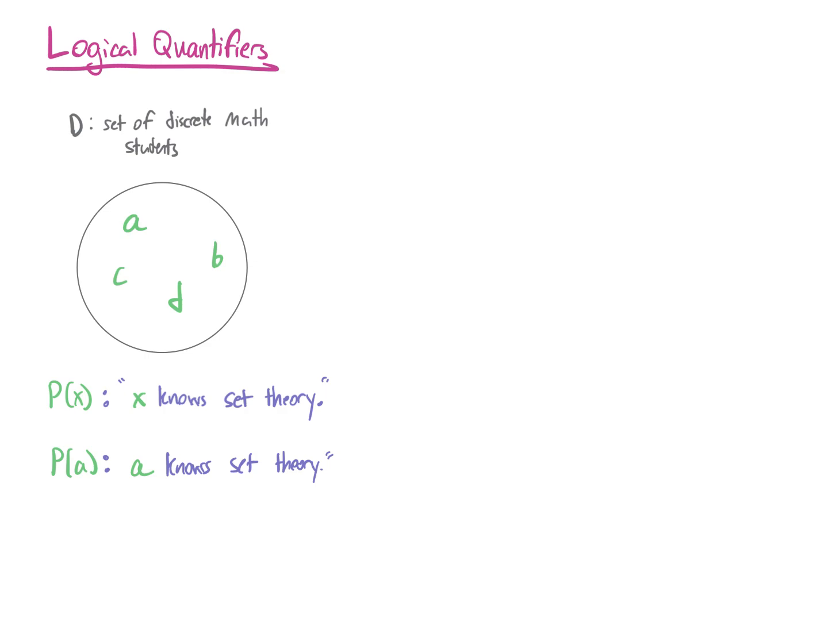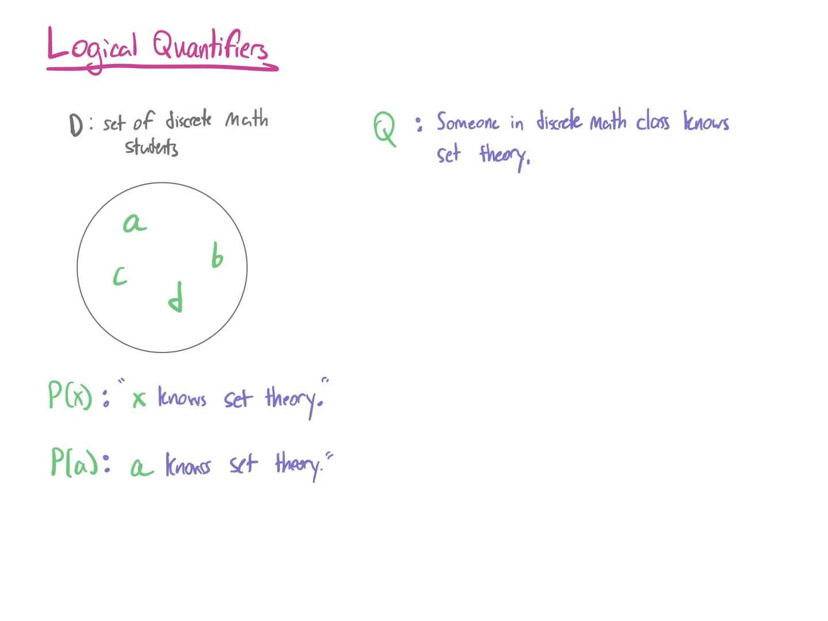But suppose now that I don't want to just think about individual students. I actually am wondering about the entire class. And so I'd like to be able to say statements like this. Somebody in discrete math class, and I don't know who it is, but someone knows set theory. How would I say that?